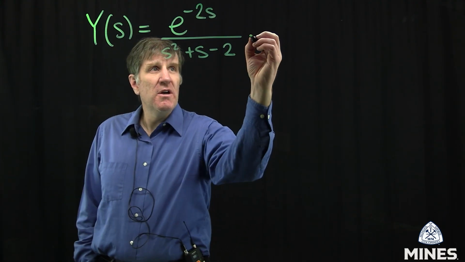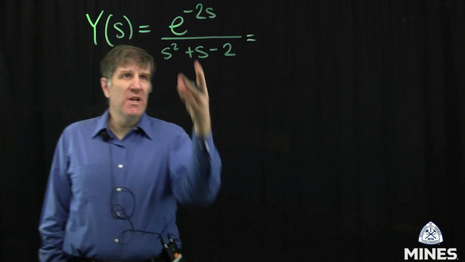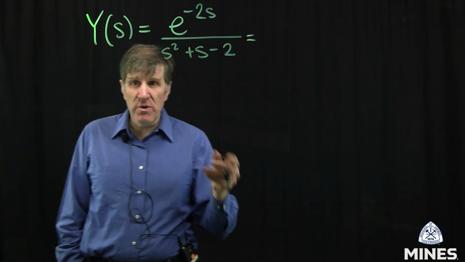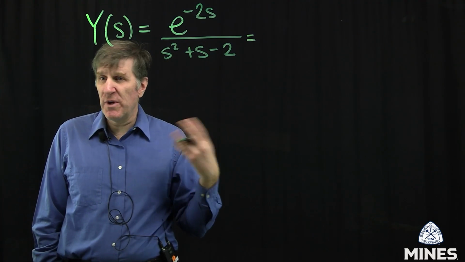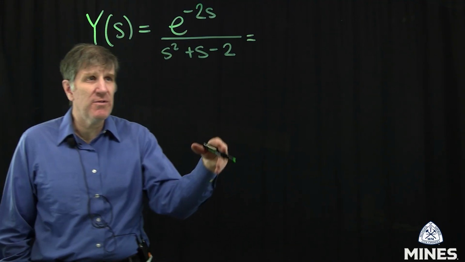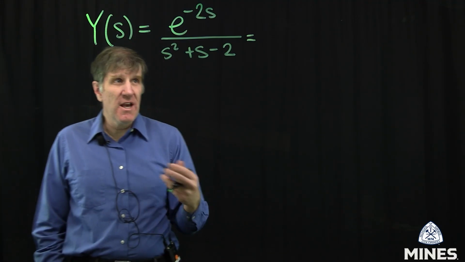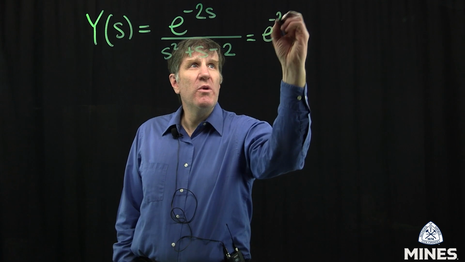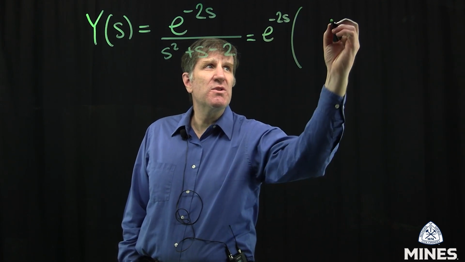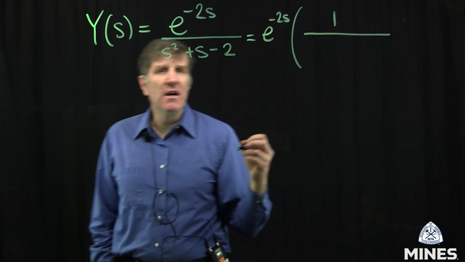So here's an example. If we didn't have the exponential in here, what would we do? We would see if we could factor the denominator. If we can factor it, we do partial fractions. If we can't factor it, we complete the square. In this case, we can factor that. So we will proceed as if the exponential is not even there and just pull it out.